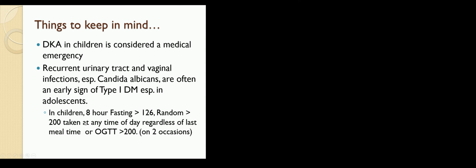In children, 8-hour fasting will be greater than 126. Their random will be greater than 200. And their oral glucose tolerance greater than 200 on 2 occasions. So pretty much the same criterion as the adult.